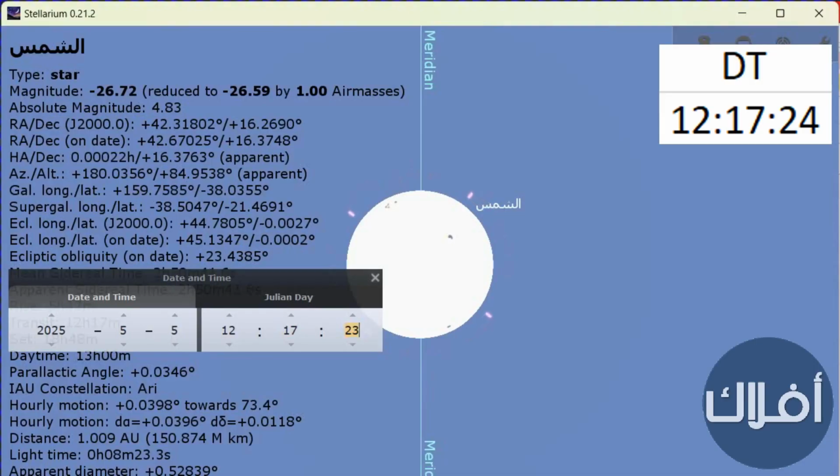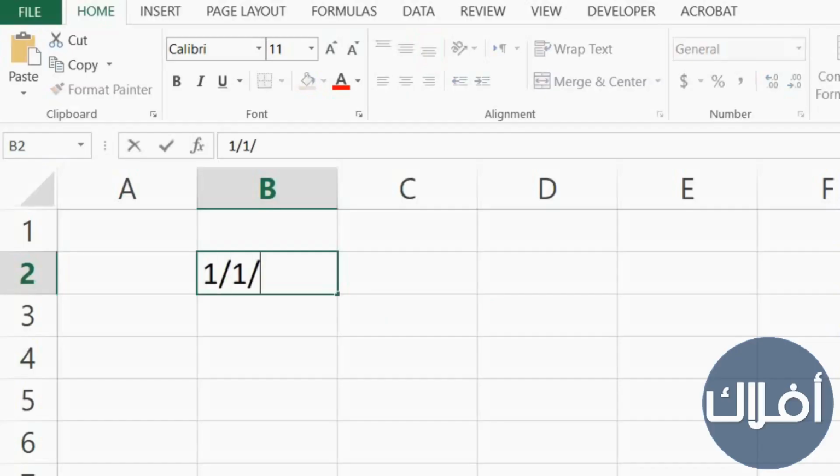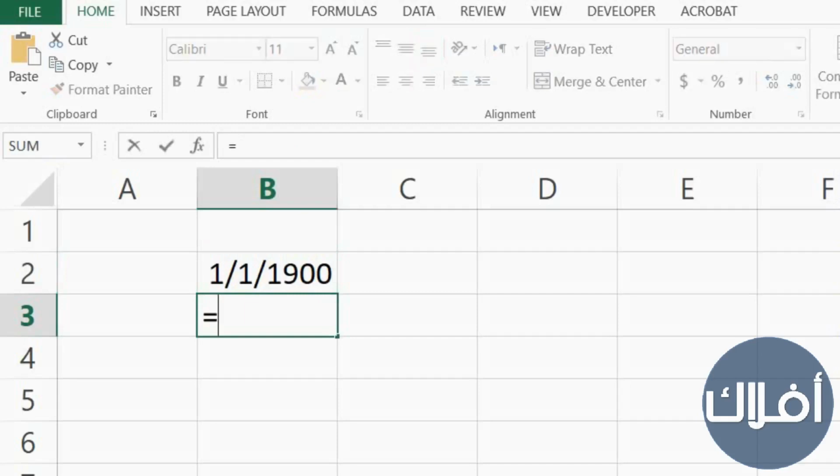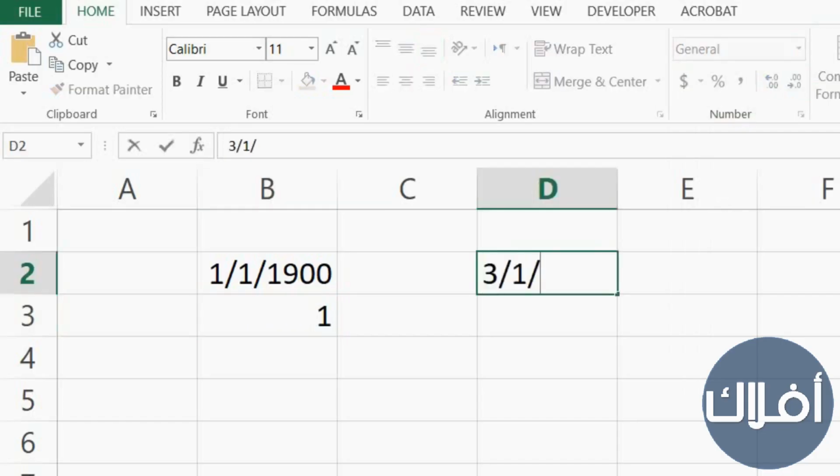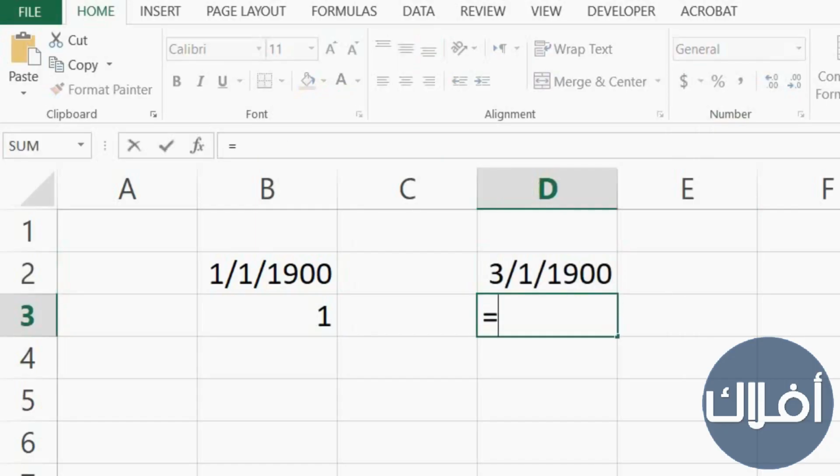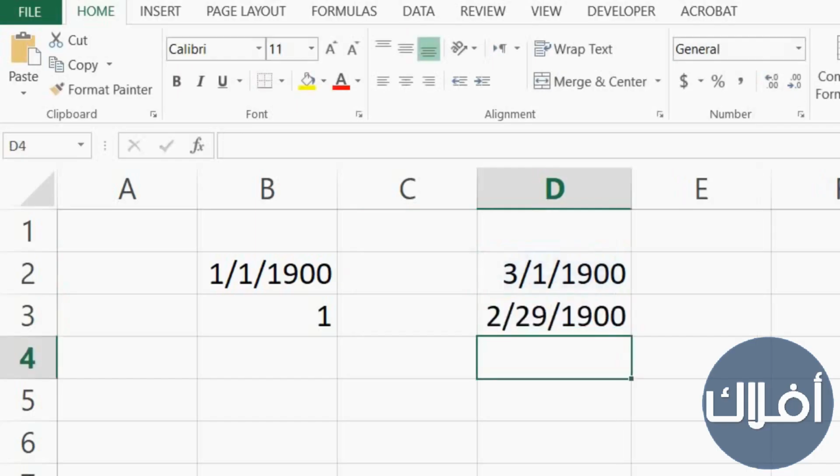But there are a few issues with Excel. First, the earliest day that can be used in Excel is 1st of January 1900, because this is day number 1, and you cannot use any date prior to this. The second issue of Excel is that it considers the year 1900 as a leap year. So if we put 1st of March 1900 and we subtract 1, we get 29th of February 1900. But there is no such date. 1900 is not a leap year. So we cannot use any day prior to 1st of March 1900 in Excel.